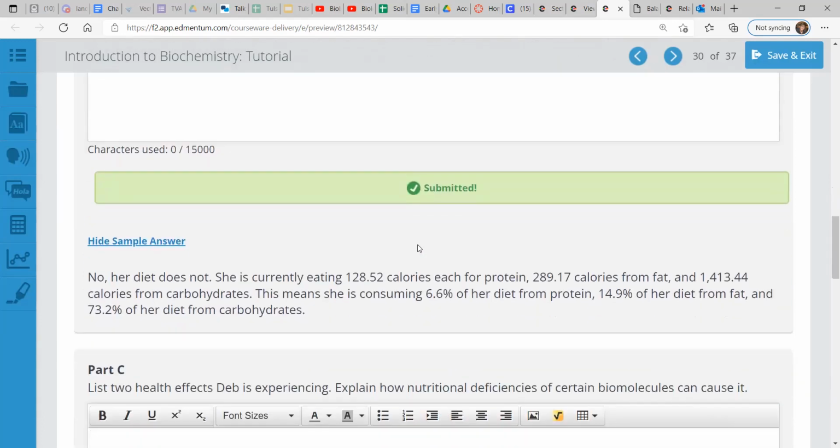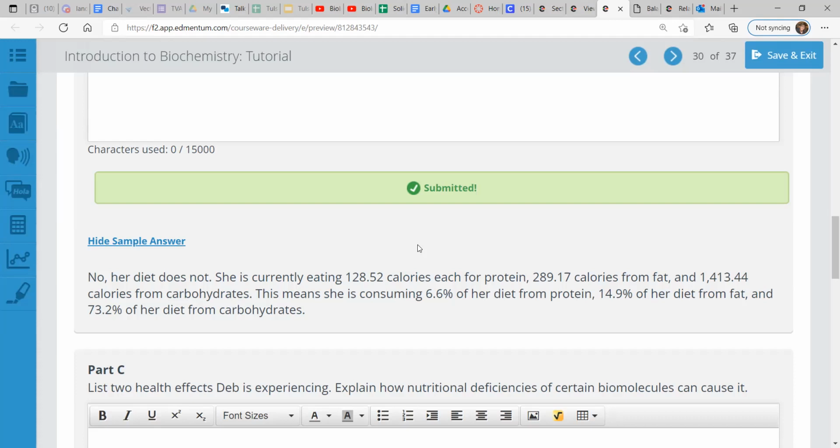No, it's not surprising. She is currently eating 128 calories of protein, 289 calories from fat, 1,413 calories from carbs. So only 6.6% of her diet is from protein, 14.9% of her diet is from fat, and 73.2% of her diet is from carbs.